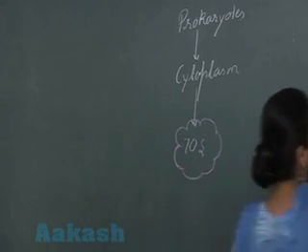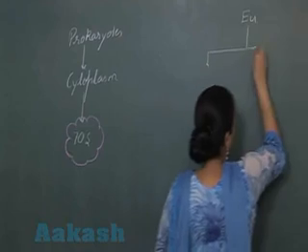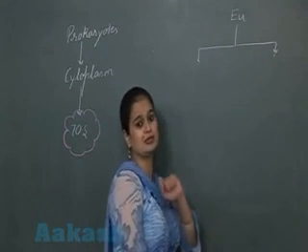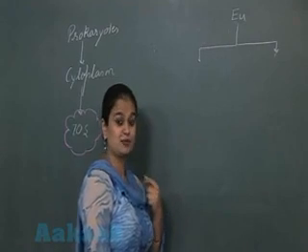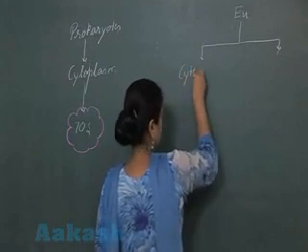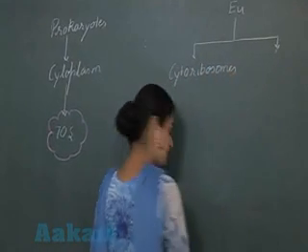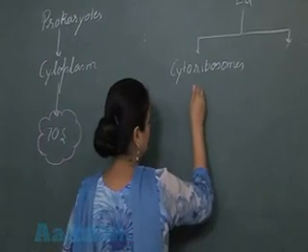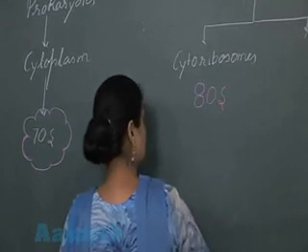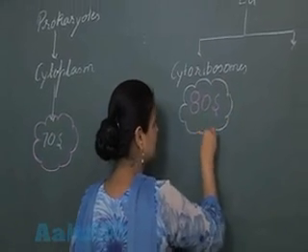Now in the case of the eukaryotes, the ribosomes can be present in the cytoplasm, and they are also present in the organelles. Now the ribosomes present in the cytoplasm, you can call them cytoribosomes. And the type of ribosomes present in the cytoplasm are 80S. Yes, 80S are there in the cytoplasm.